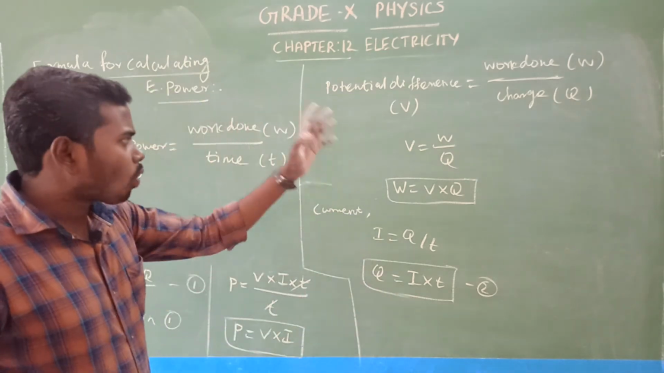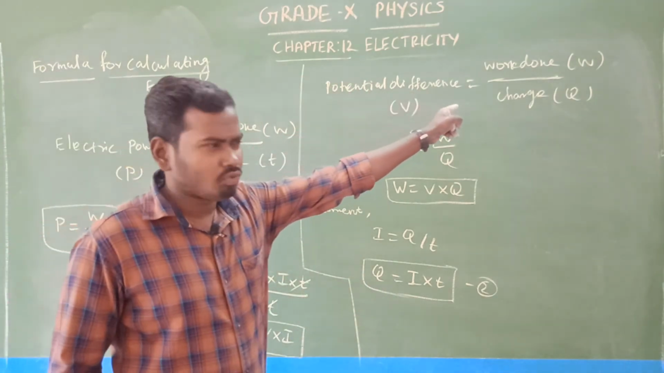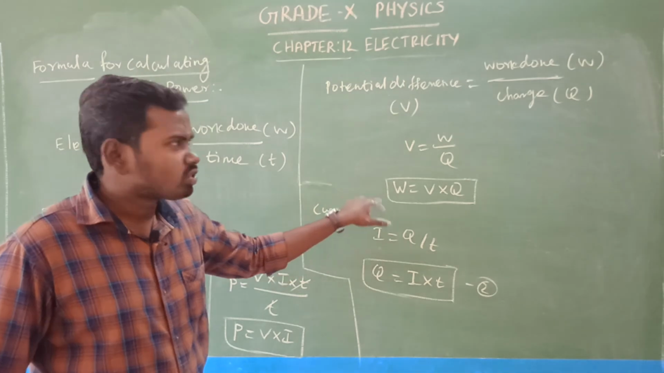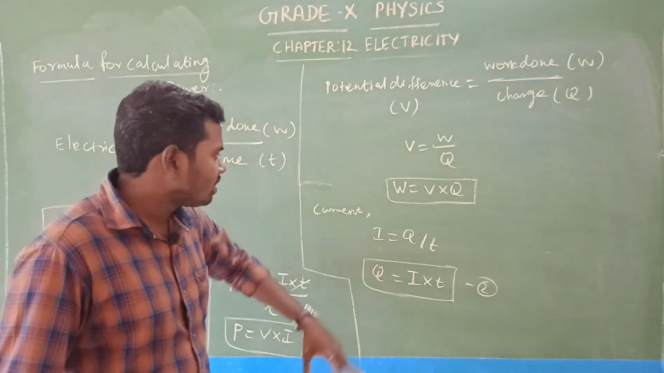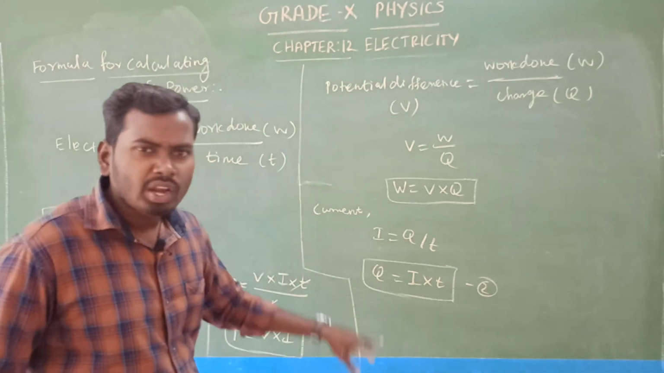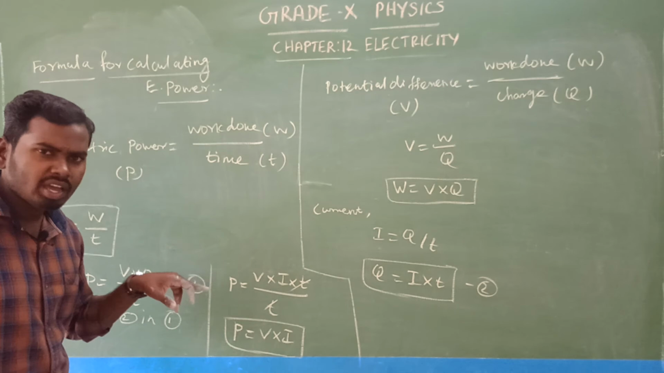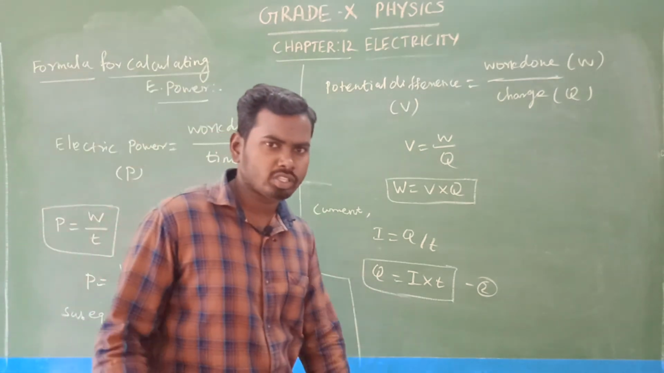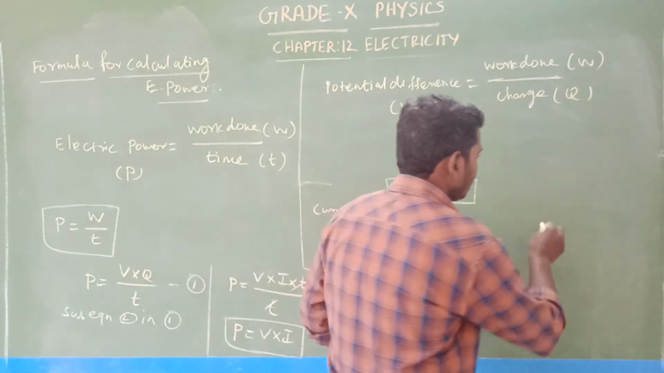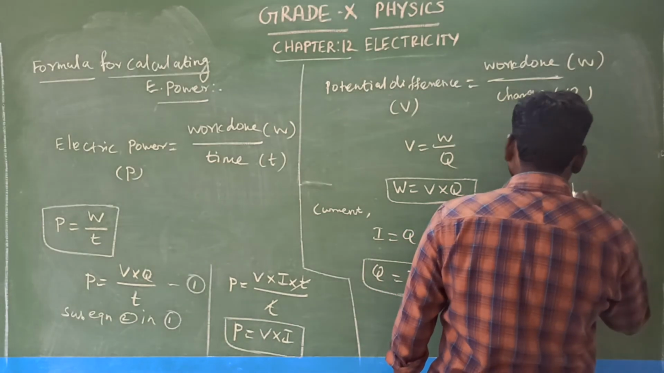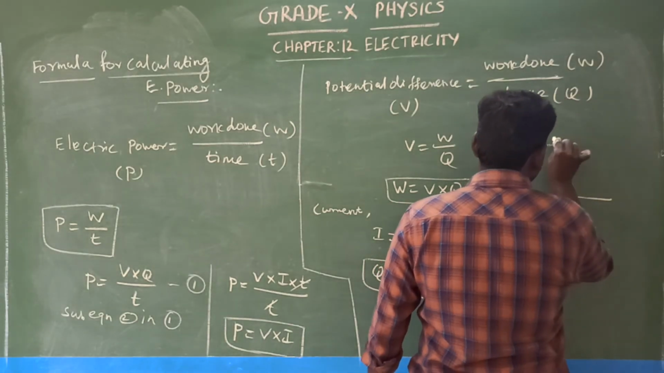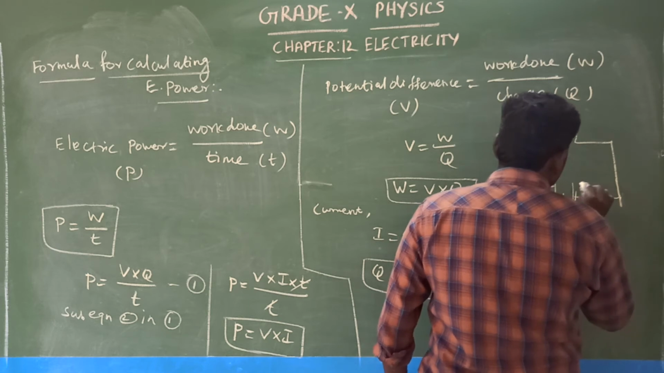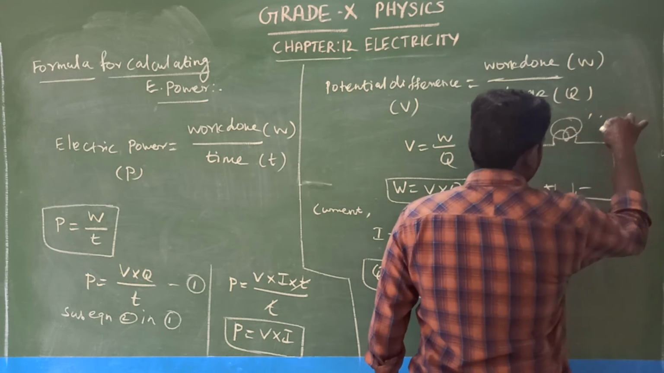You may ask me, sir, why we need to take that formula as well as this formula? Already we have studied the potential difference formula and the current formula. Why are we using them here, in the concept of electric power? You may ask me like that. That is a common question. Why? Because, look here. Consider the electric circuit.